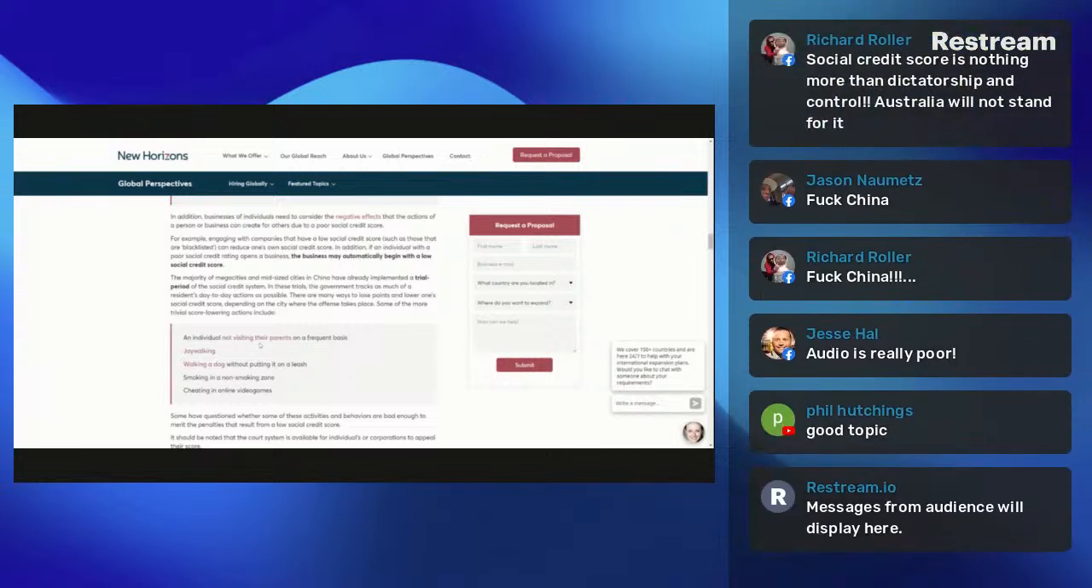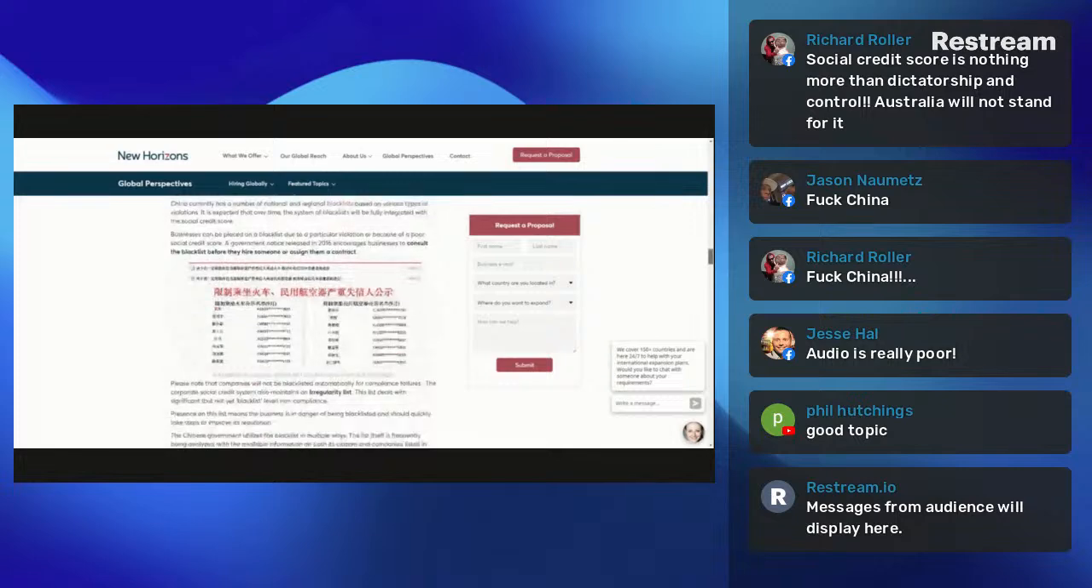Here's an individual. That's all fake. Apparently there's no jaywalking. What's also fake? Jaywalking, walking a dog without putting on a leash, smoking in a non-smoking zone, cheating in online video games, whatever. There's all these different ways that they track people.